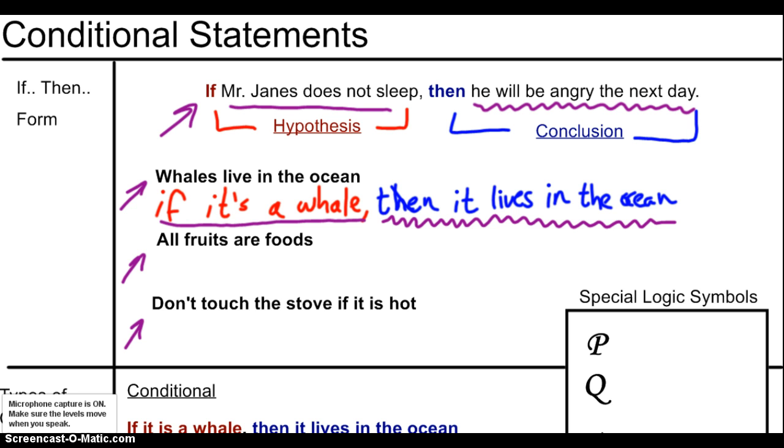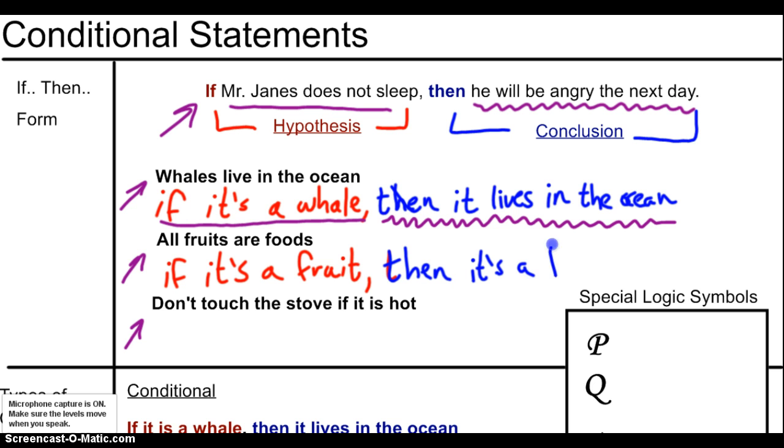All fruits are foods. I would say if it's a fruit, then, oh, gotta change my color, then it's a food. Okay? This one's tricky because it says all fruits are foods. But we can say that if something is a fruit, then it's also a food. Okay? So there's our if-then statement.